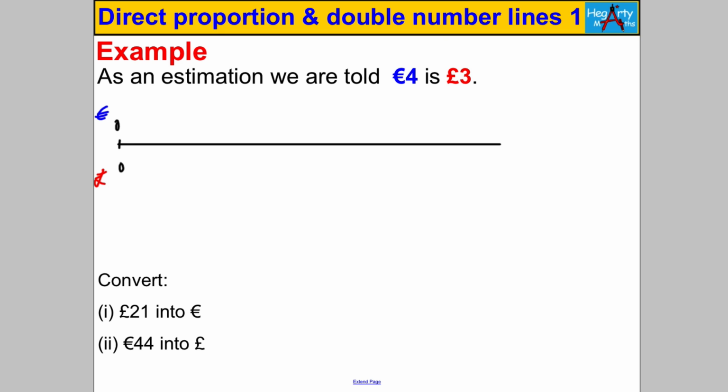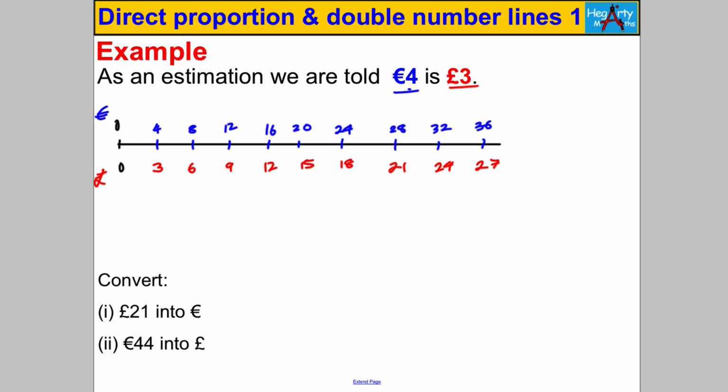So let's go up in our euros by 4. So let's go 4. All you're doing is going up in the 4 times tables, like that. And let's go up for the pounds in the 3 times tables. And there we go, pretty good.